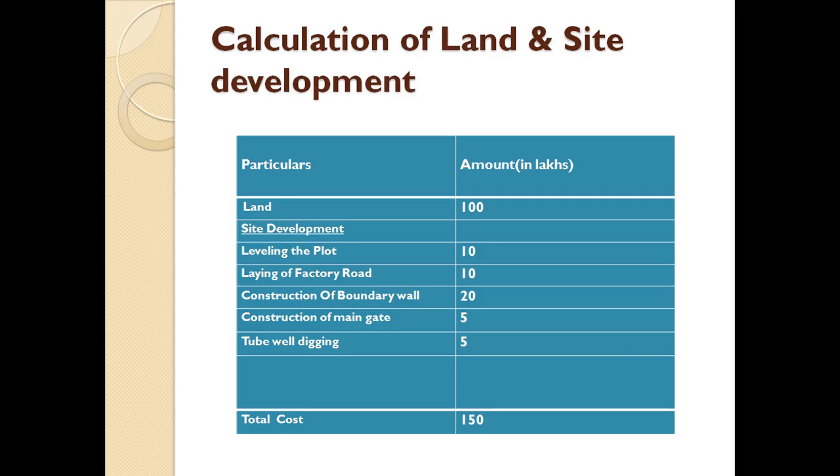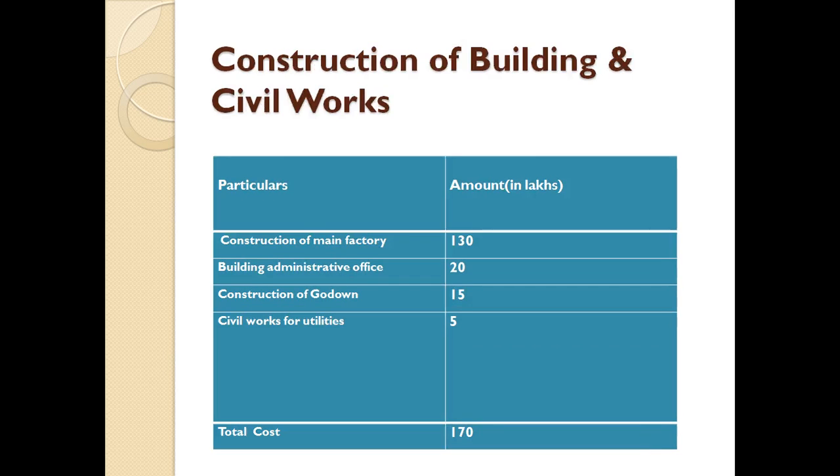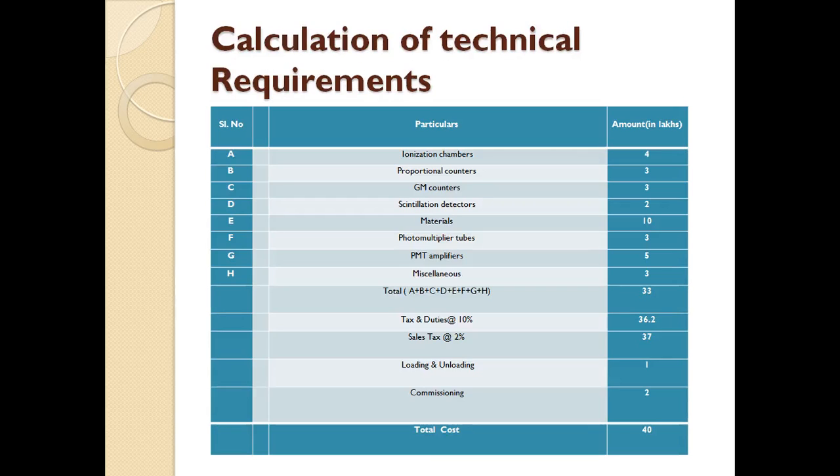The land and site development cost is 150 lakh rupees, and this is allocated for purchasing the land and site development, which involves leveling the plot, laying of factory road, construction of boundary walls, construction of main gate, and tube well digging. Construction of building and civil work requires 170 lakh rupees, and it is allocated for construction of the main factory building, administrative office, construction of godown, and civil work for utilities.